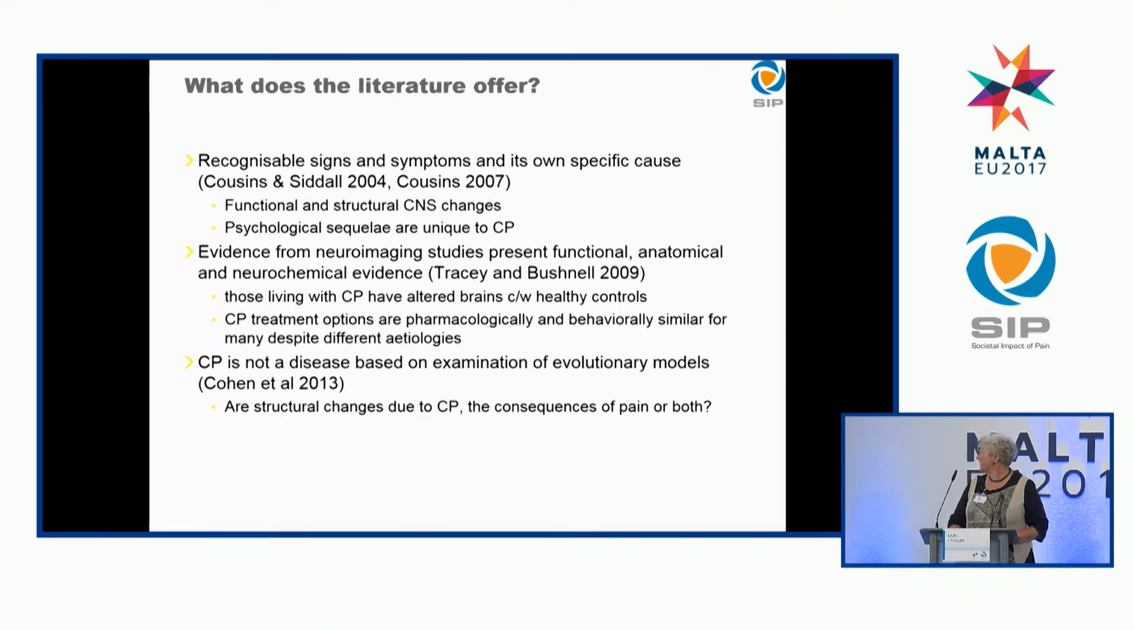There's also evidence from Tracy and Bushnell that those living with chronic pain have altered brains compared with healthy controls. And there are all the issues around fMRI, with that publication of the dead salmon having brain function. So there are a lot of things you can misread. But certainly we know that structural changes occur as a result of having chronic pain. You're more likely to lose cortex around your thalamic area and your dorsolateral prefrontal cortex, key areas that are involved in descending pain inhibition and placebo.